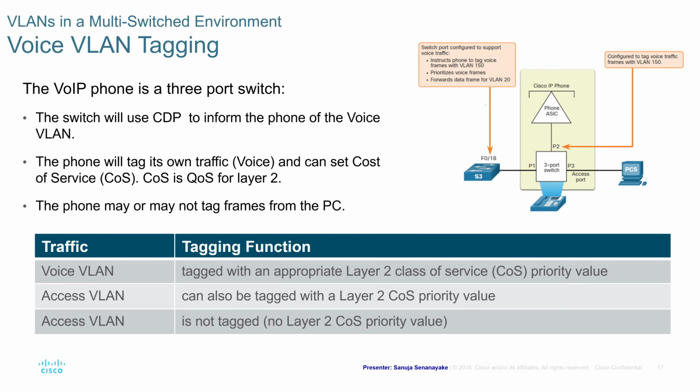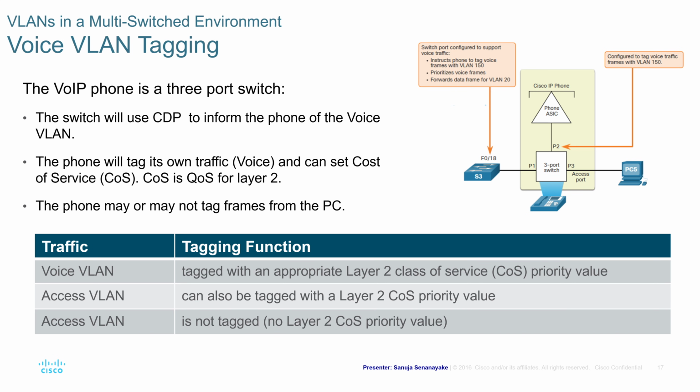Next we're going to look at voice VLAN tagging. The VoIP phone is a 3-port switch. All VoIP phones, the voice over internet protocol phones, are basically a 3-port switch. The switch will use CDP to inform the phone of the voice VLAN. The phone will tag its own voice traffic and can set class of service, known as CoS. CoS is QoS for layer 2.